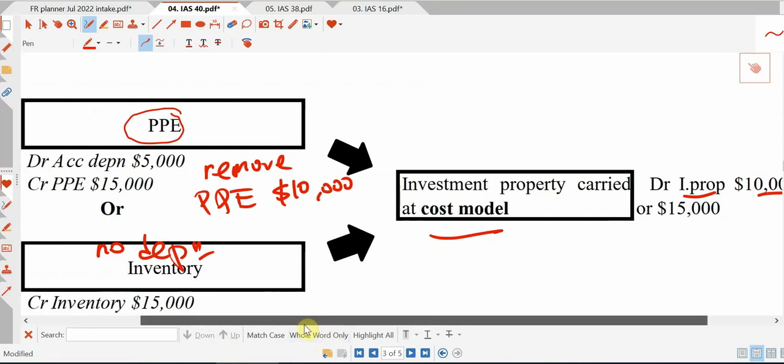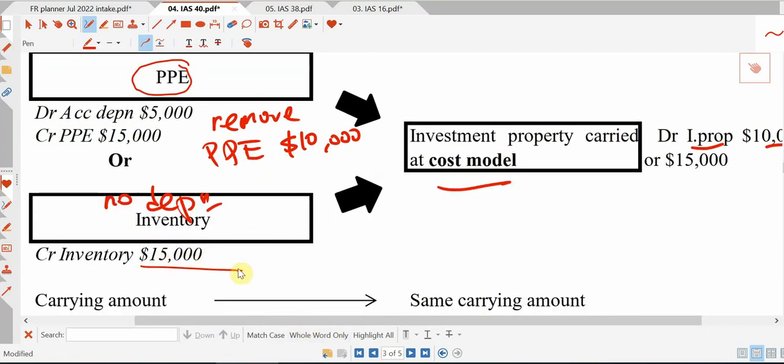So when we do the reclassification, you see, it's only 15,000. There's no depreciation to remove. The book value is still 15,000. So you credit inventory 15,000 and debit the investment property 15,000. Yeah, excellent. So it's starting to get more and more difficult, slowly.